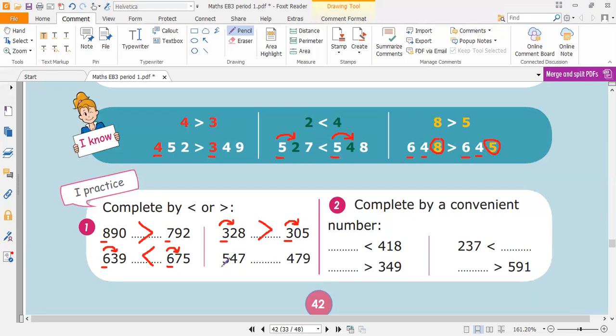The last one, 547, 479. I first look at the hundreds. I say 5 is greater than 4, so I open the mouth to the 5.